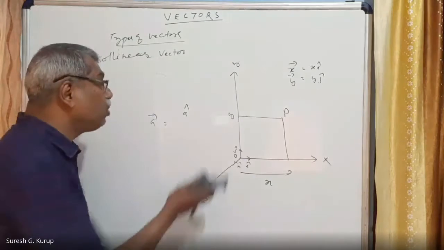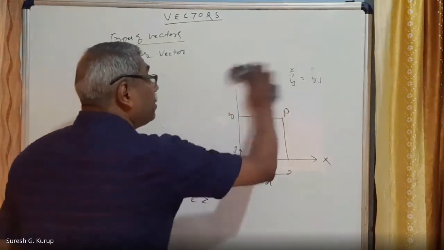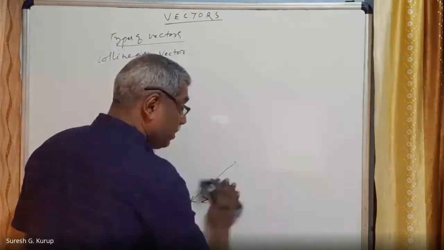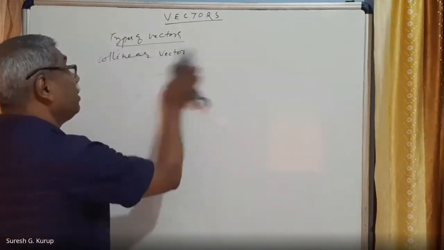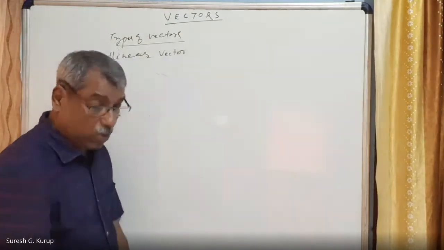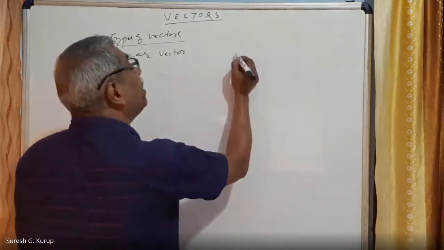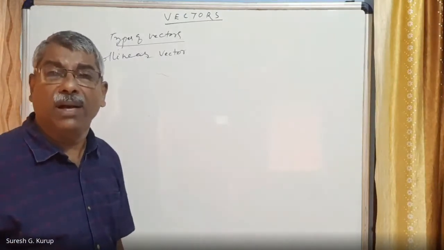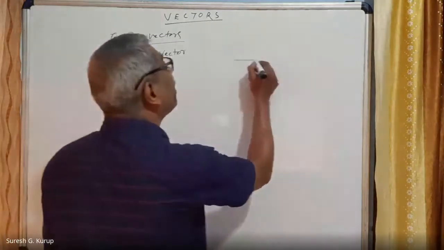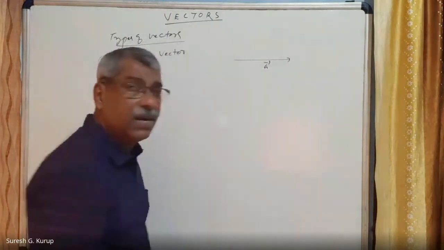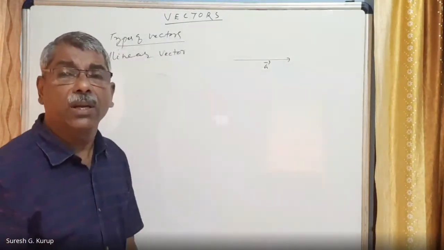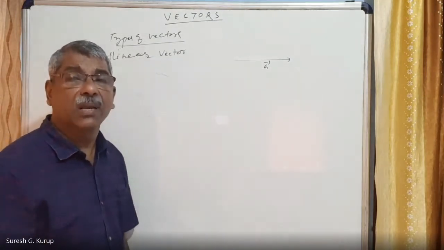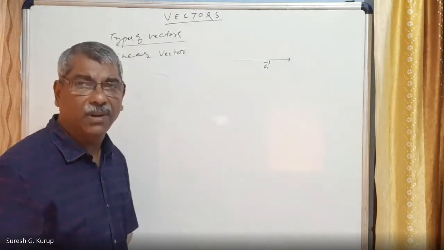Then, multiplication of a vector with a real number. Suppose there is a vector A. So suppose vector A is multiplied by a real number lambda. I am representing this as vector A. This vector is multiplied by a real number lambda. Then the magnitude of the vector increases, but the direction remains the same, right?